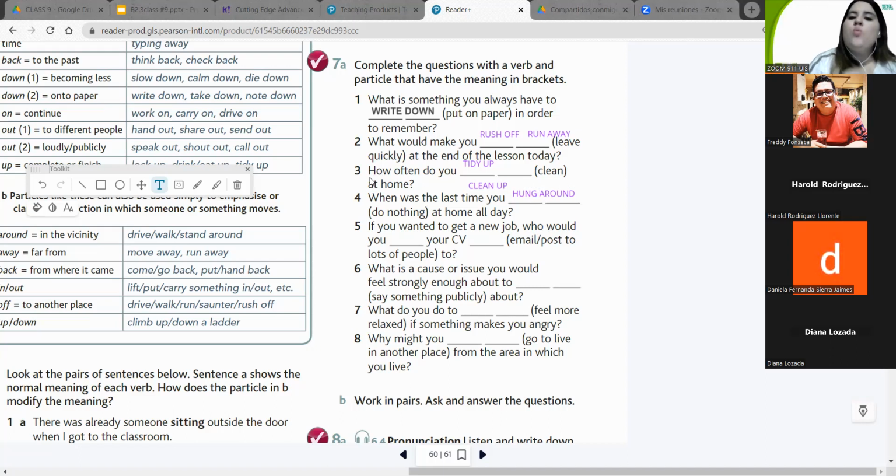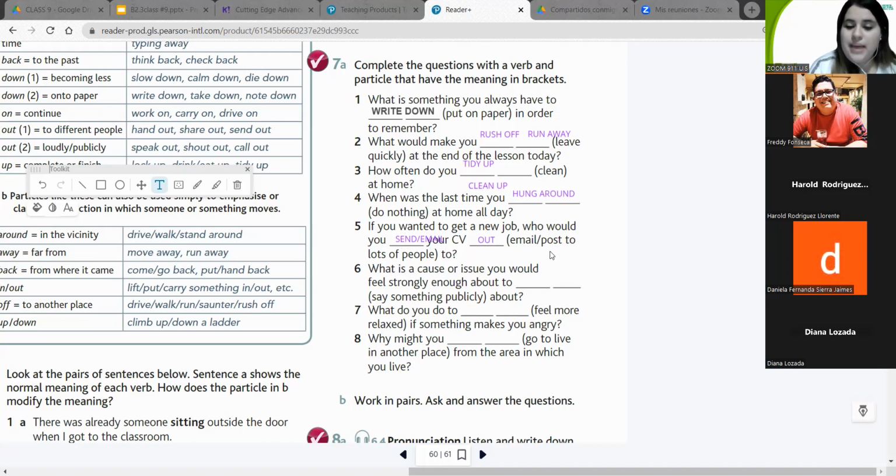Number 5, if you wanted to get a new job, who would you, and then your CV. Email. Okay, who would you email your CV out? Or send, send email. Okay, who would you send or who would you email your CV out? Okay, both are possible.